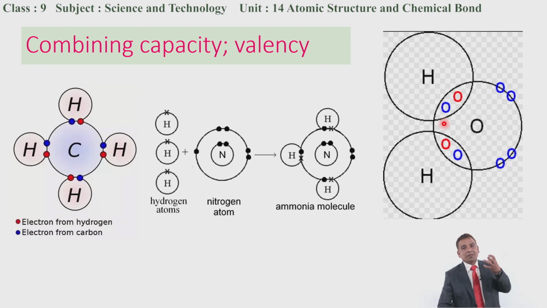So either by sharing electrons, or by transferring electrons, or by mutual sharing among multiple atoms within the valence shell, this tendency of making compounds or molecules by sharing as well as transferring electrons is known as valency. This is also known as the combining capacity of atoms.